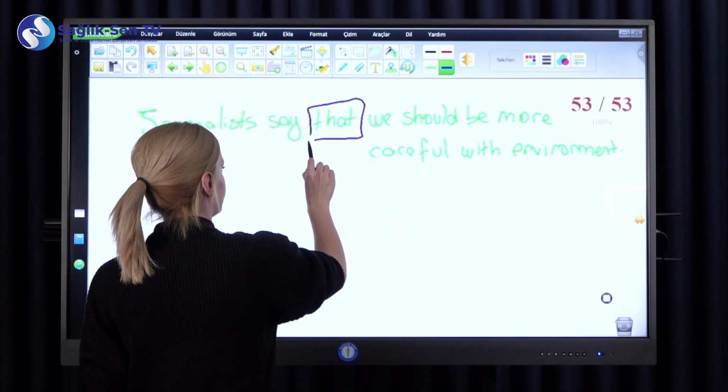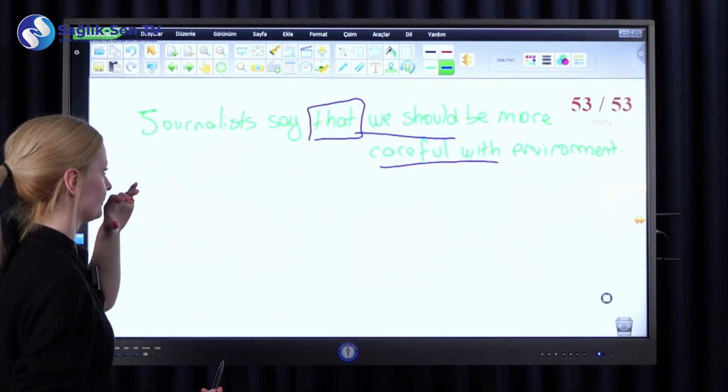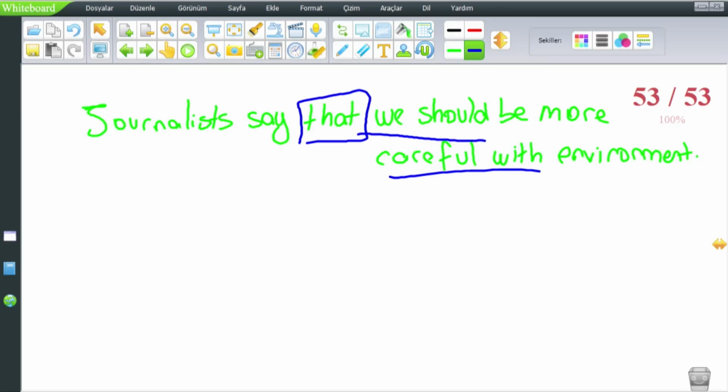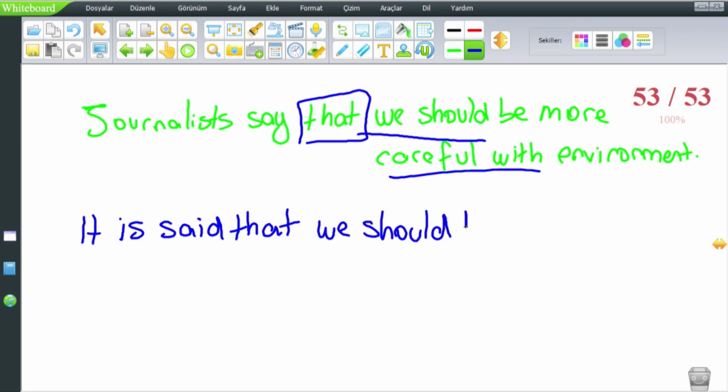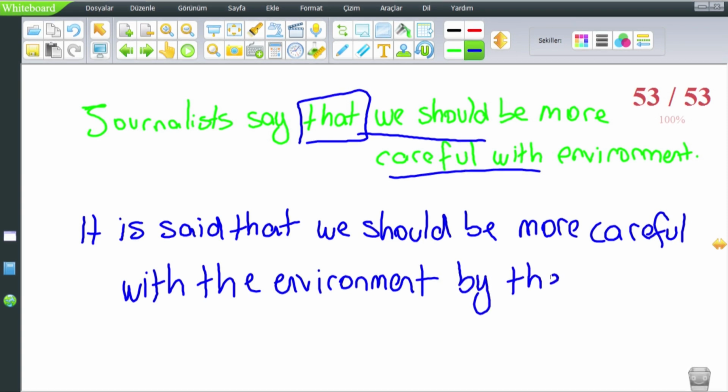Again, in this example, I have a that clause also, and I have a main clause. What I will start with is that it is said that we should be more careful with the environment by the journalists.